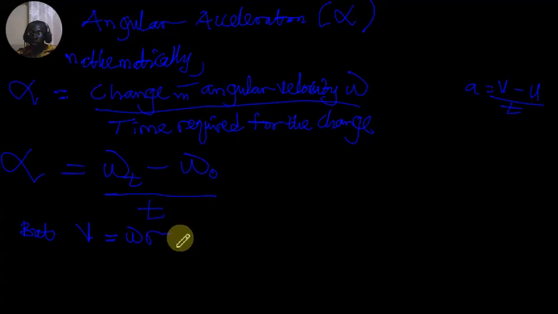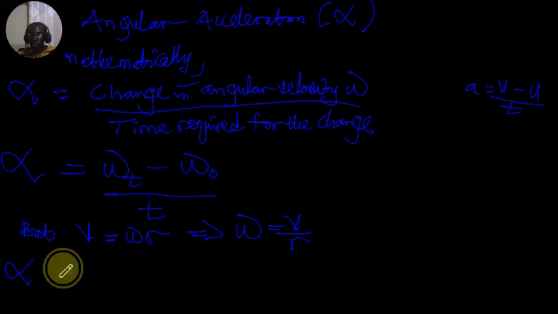Omega r. So from here now we can make omega, which is angular velocity, the subject of formula. That shows that omega will be v over r. So anywhere we see omega here, we can replace that with v over r. So that makes angular acceleration to be omega over t, which is vt, the final velocity over r, minus the initial velocity over r, all to be divided by what?